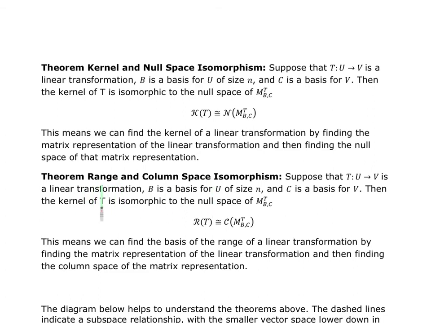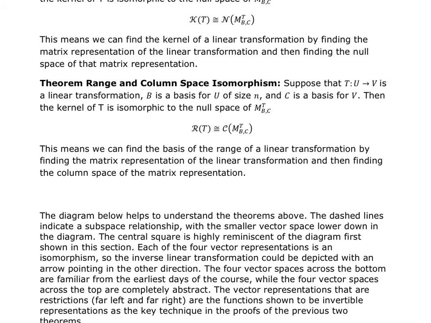The next thing that we get is the range and column space isomorphism. Suppose T is a linear transformation, B is a basis of U, C is a basis for V, then the kernel of T is isomorphic to the null space. Nope, that is not what I wanted to have, so that is not the theorem, because that's just exactly what was up above. What the theorem basically states is the range of T is equal to the column space of your matrix representation. So that's what should have been in there. So you can find the basis of the range of a linear transformation by finding the matrix representation, and then you'll find the column space for the matrix representation. So that's kind of cool.